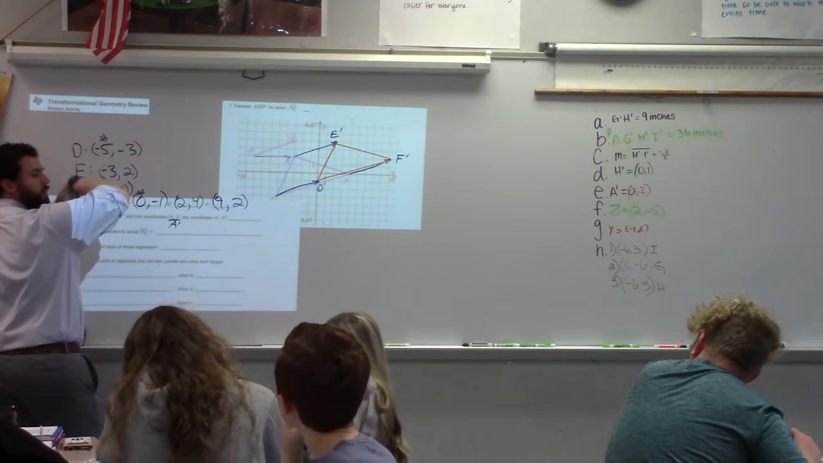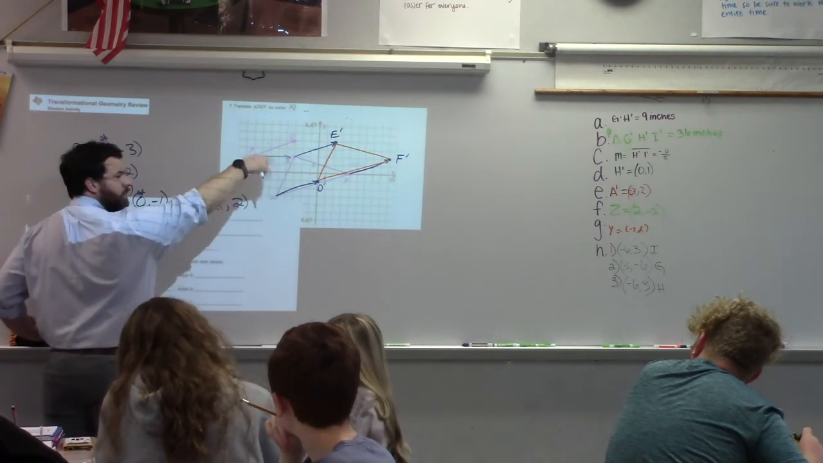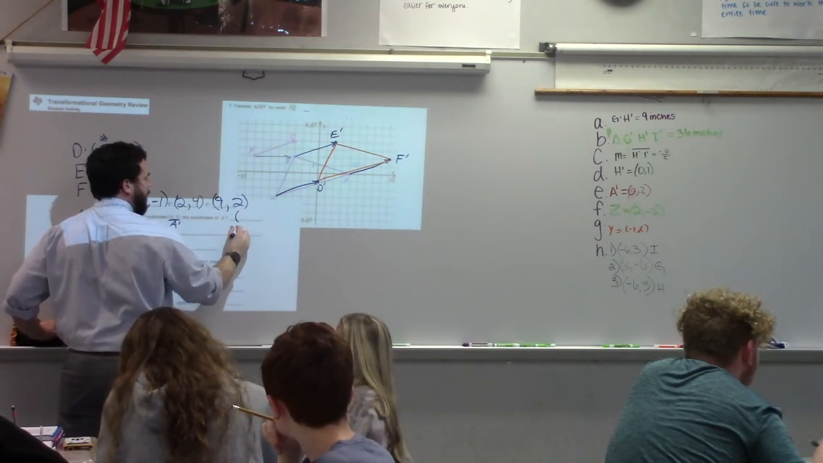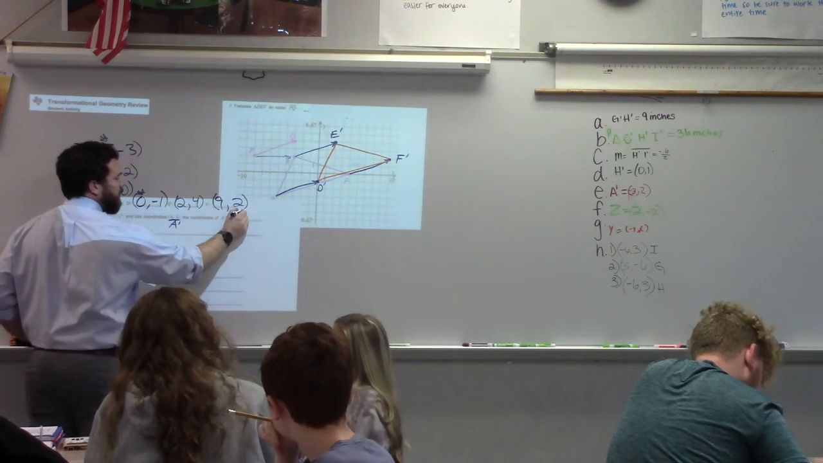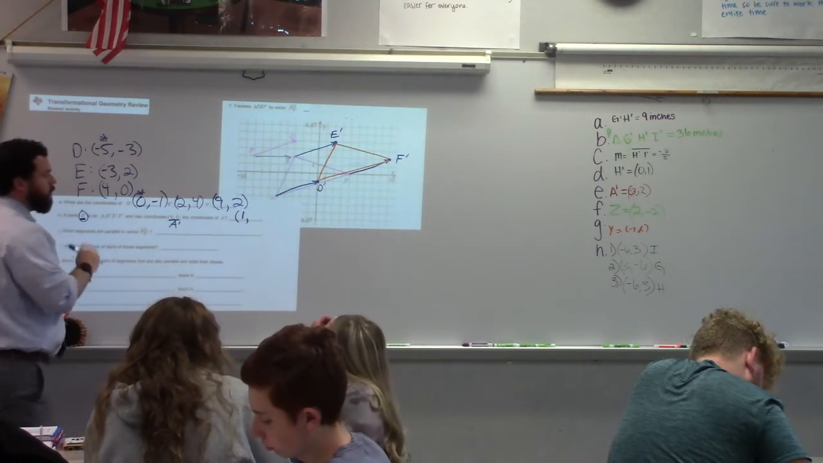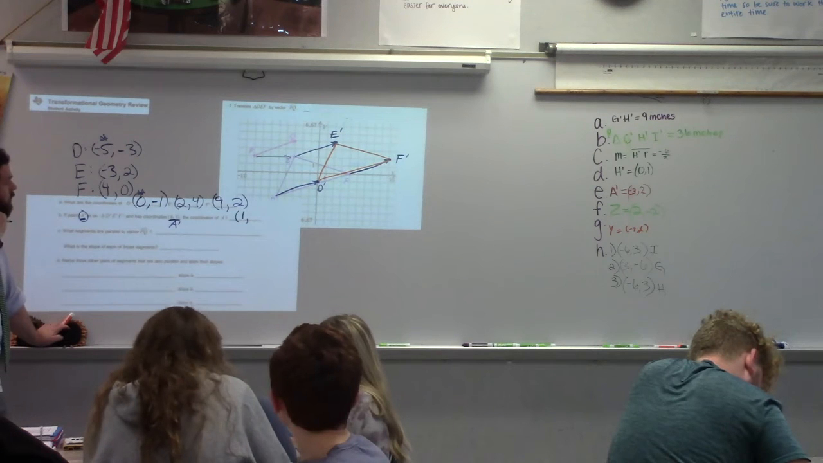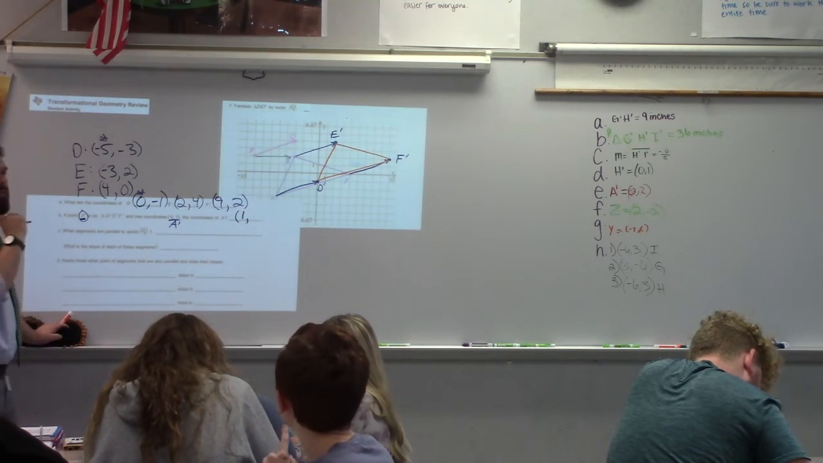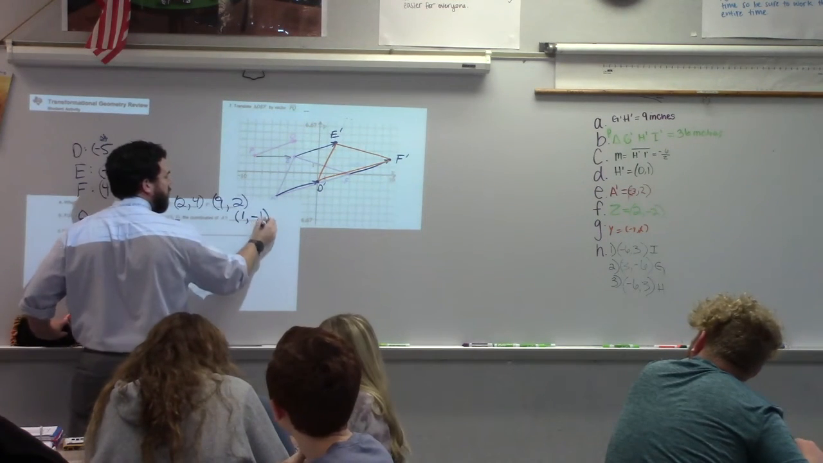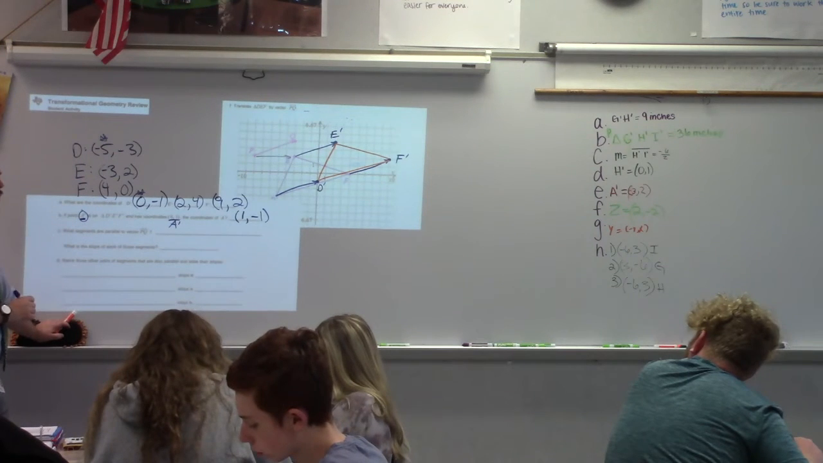We're using the same vector? Yes, it's the same translation. So then 6 minus 5 gives me? 1. And then what's the y going to be? Negative 1. I'm lost about how to find a point that isn't the point given.